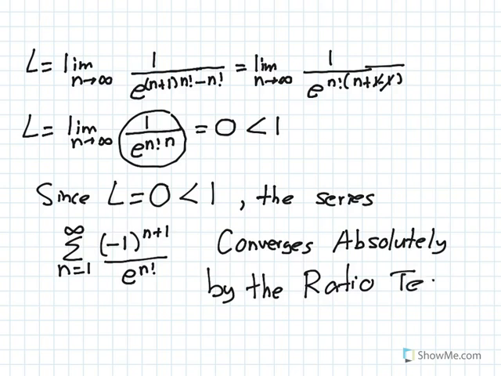So always we have to make this statement. We look at the value of L, and in this case, the value of L was less than 1. That means by the ratio test, the given series converges. All right, thanks.